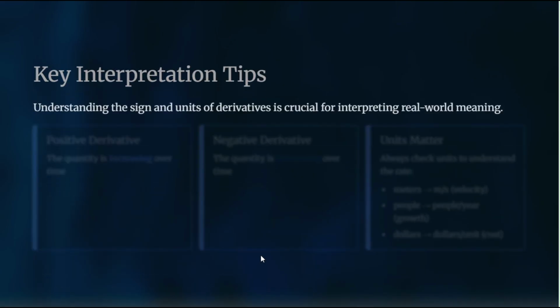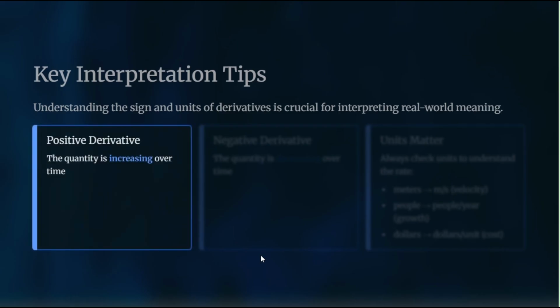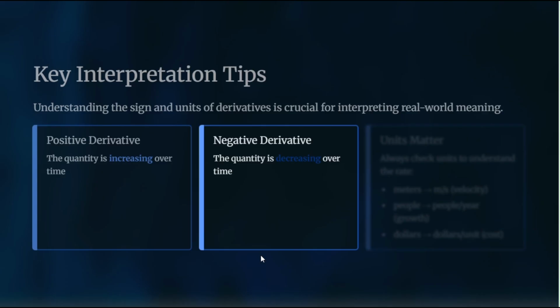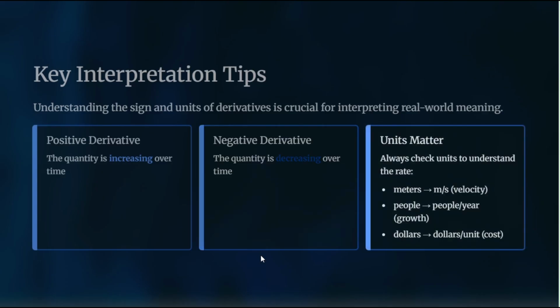Understanding the sign and units of derivatives is crucial for interpreting real-world meaning. Here's your quick reference guide. If you have a positive derivative, the quantity is increasing over time. If the derivative is negative, the quantity is decreasing over time. And the units matter. Always check units to understand the rate. Let's say meters, it could be meters per second, meters per minute. If you're talking about people, it could be people per year, people per week, and dollars usually is dollars per unit, but it could be any other unit, so make sure that you use the proper units.